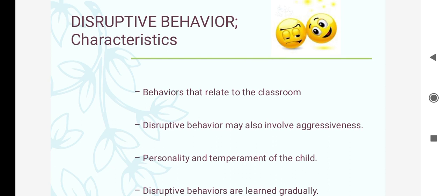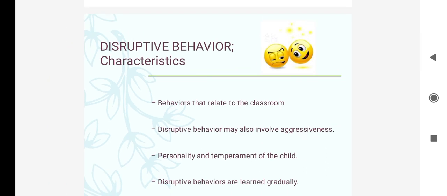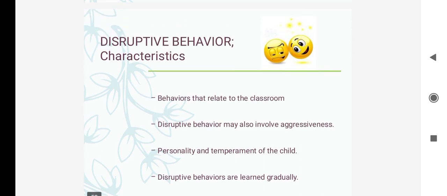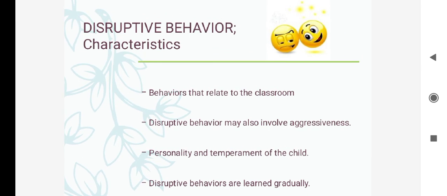Characteristics of disruptive behavior. Behavior that relates to the classroom. Disruptive behavior may also involve aggressiveness, personality, and temperament of the child. Disruptive behaviors are learned gradually.